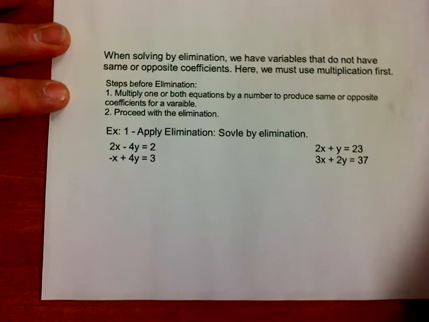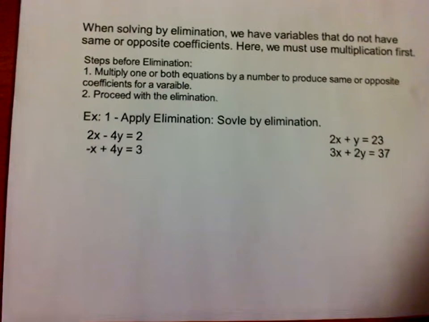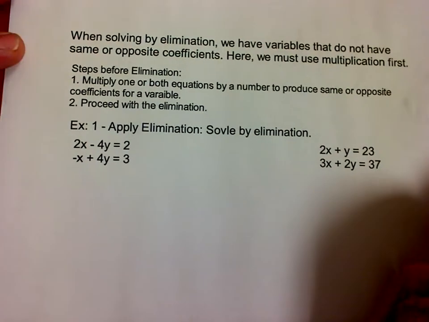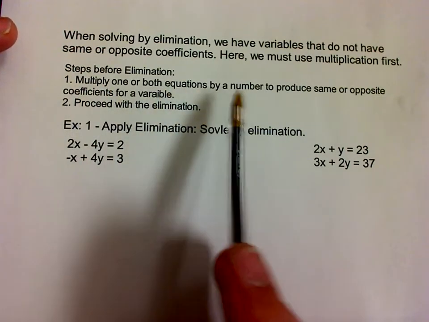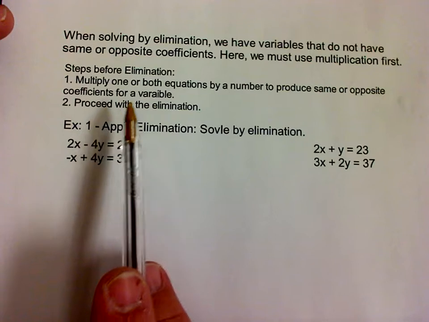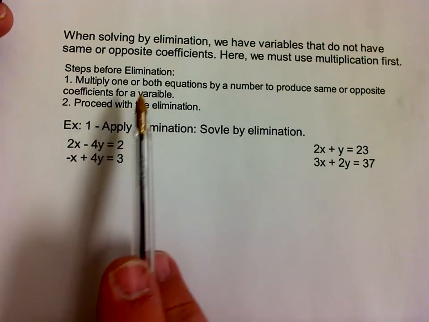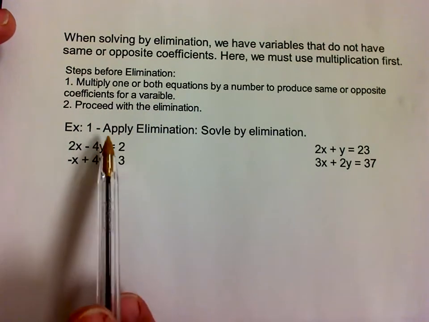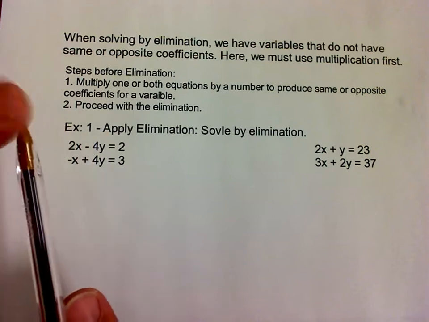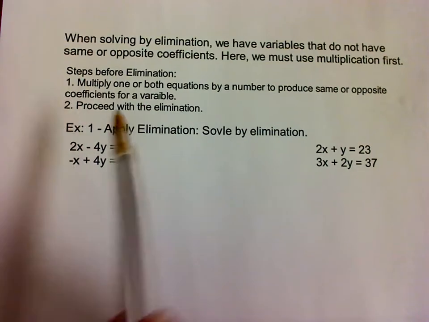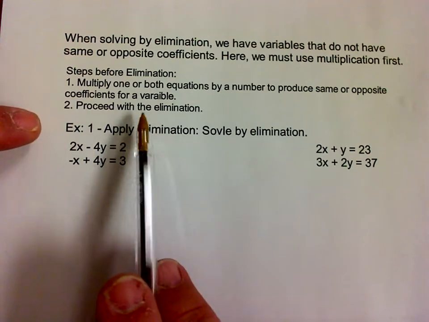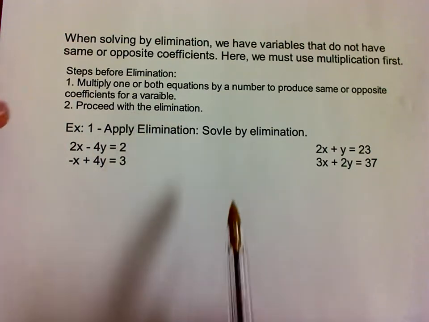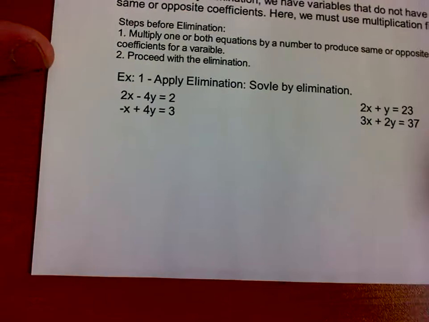Today we're going to be using a process called elimination, which from experience has been the one that most students tend to use. What we'll try to do here is multiply one or both equations by a number to produce the same or opposite coefficients for a variable. What that means is we're going to try to get these equations to have either opposite coefficients or the same coefficients. All right. Then we're going to proceed with elimination, which I will go through as we go through the first one.